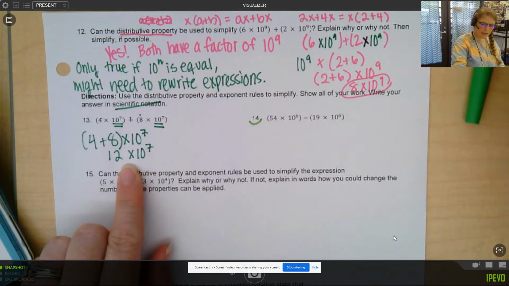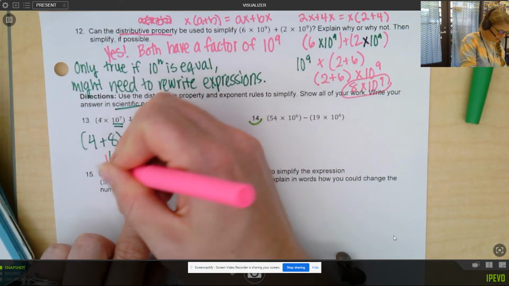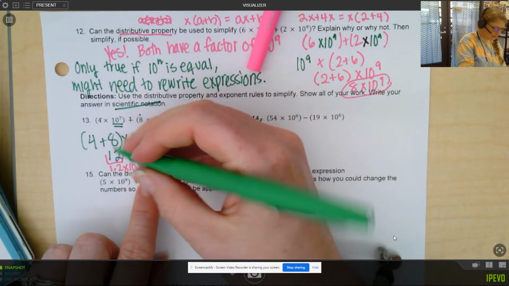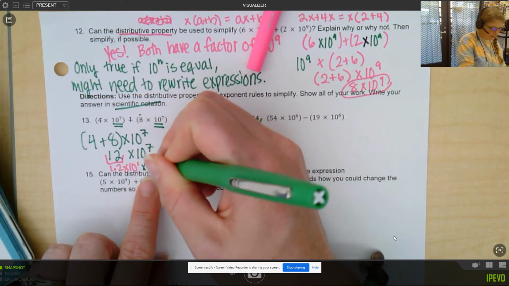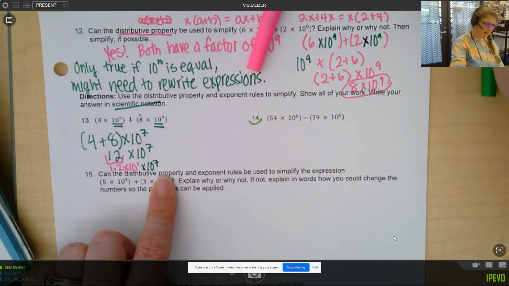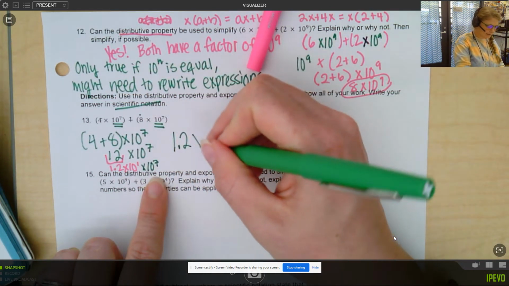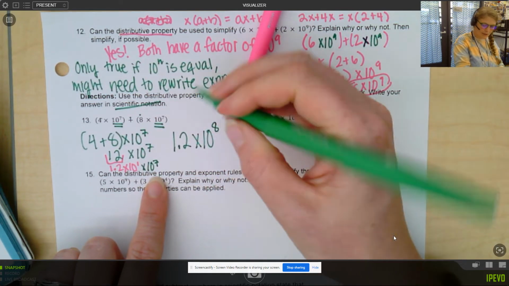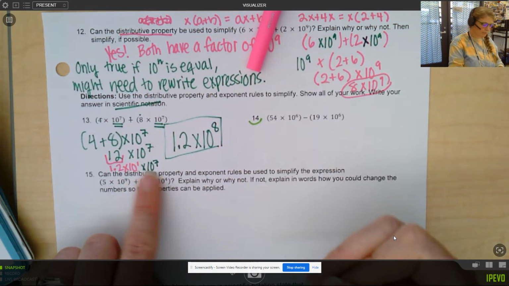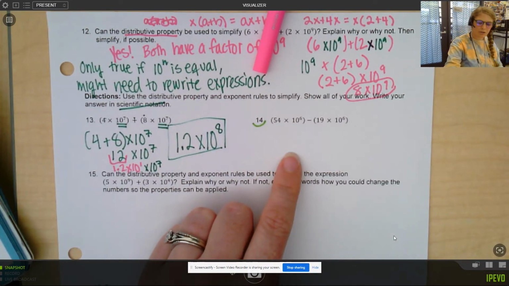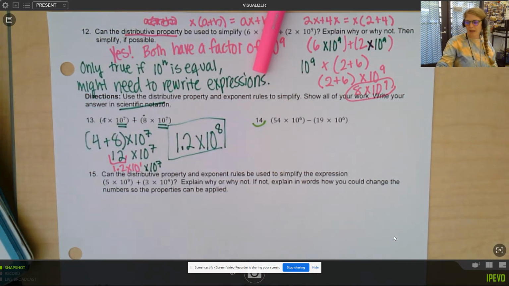So from here, I notice that 12 is 1.2 times 10 to the 1st. I'm going to bring down that times 10 to the 7th. So I know that my final answer is 1.2, or 1 2/10 times 10 to the 8th power. 7 plus 1. Multiplying with the same base, add your exponents. Nice. Why don't you finish 14 and we'll go over the answer as soon as you're ready.